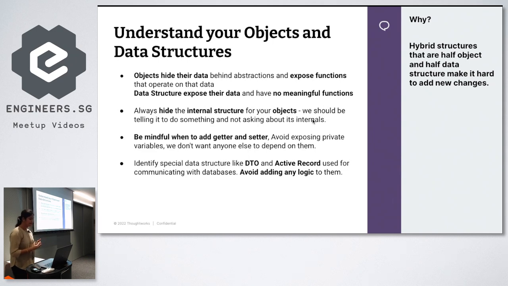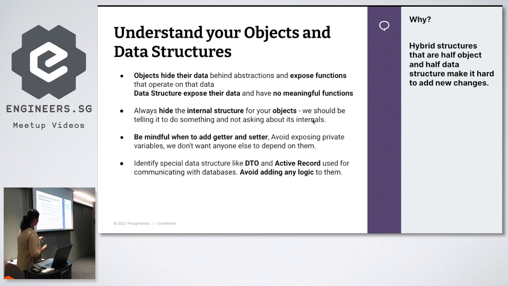Usually in the code, what happens is that the developer is confused and they mix up. So some structures are half object and half data structure. It makes it very difficult to add new changes later. So it's not clean code when you mix the data structure and object together. So the rule is always hide the internal structure of your object. We should be telling it to do something and not exposing the internal implementation of it. And for that reason, always be mindful of when to add a getter and setter. Usually developers add getters and setters for every variable, which is not a good practice.